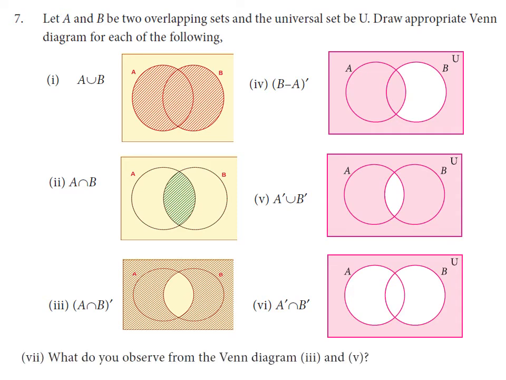So the next question they are asking, what do you observe from Venn diagram 3 and 5? Look at diagram 3. This is (A intersection B) whole dash, and 5 is A dash union B dash. So both are representing the same diagram. We are concluding from this, (A intersection B) whole dash is equal to A dash intersection B dash.